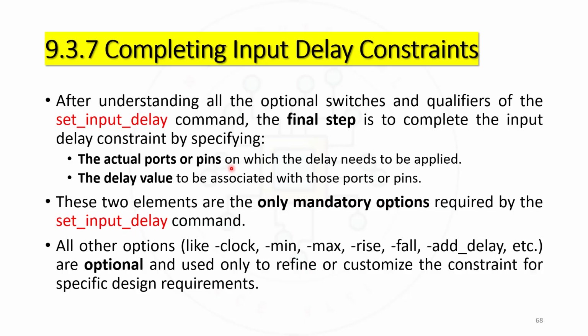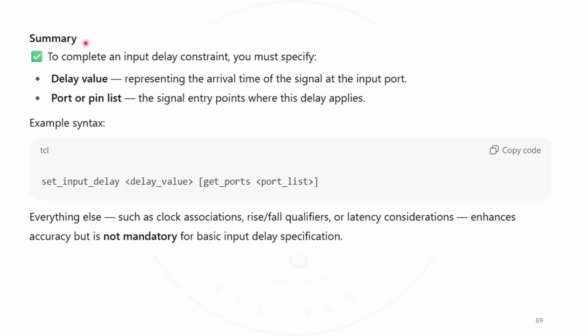So majorly we need to focus on two things, that is the delay value followed by the port at which we are applying it. All other options like hyphen clock, min, max, rise, fall, hyphen add delay, etc. are optional and used only to refine or customize the constraint for specifying design requirements. So coming to the final summary, to complete an input delay constraint, you must specify the delay value. We need to specify the amount of delay that it takes for the data to be available from the outside world block, which is present outside our block, to the input port of our block. So the delay value is mandatory. It represents the arrival time of the signal at the input port, followed by the port or pin, that is the signal entry point where this delay applies.